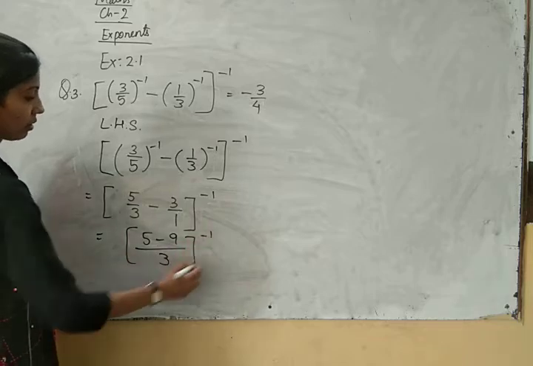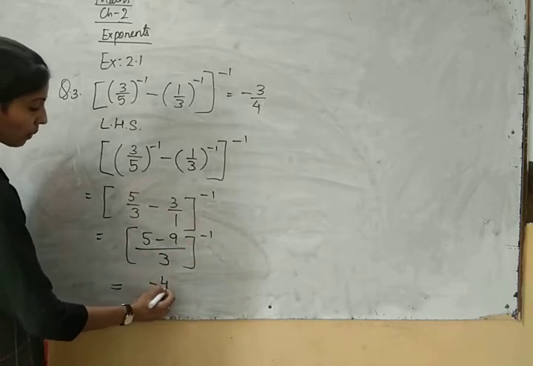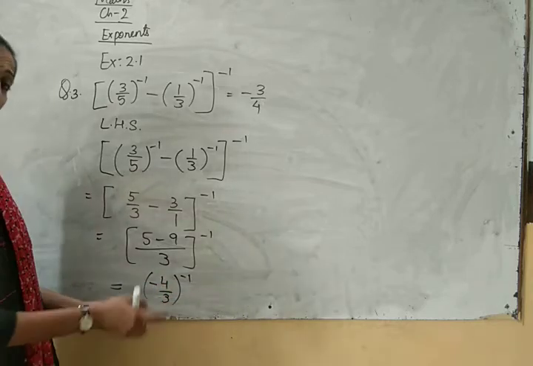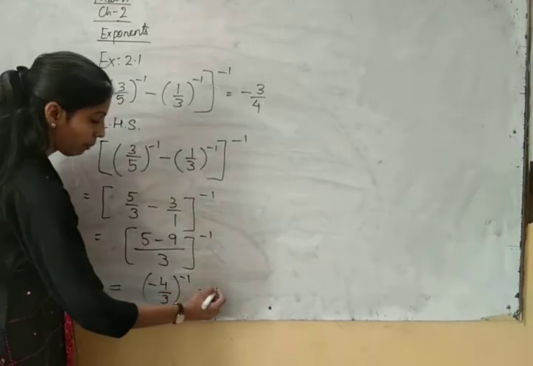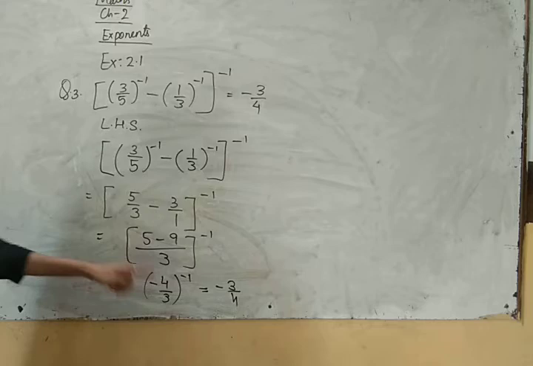Then we have to solve it inside the bracket first. Minus 4 by 3 to the power minus 1. So we have to again reverse the digits. Minus 3 by 4. Minus 3 by 4.